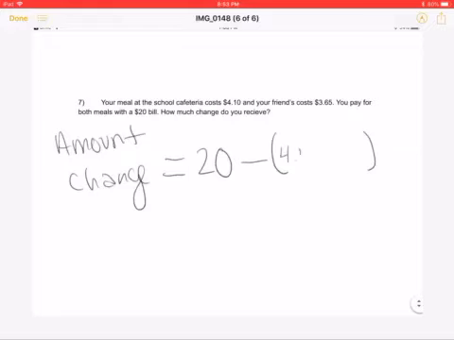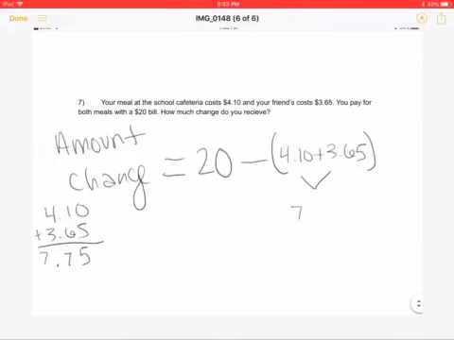So we have $4.10 plus $3.65. So first things first, I want to add up these two numbers. So over here, I'm going to stack them up. 4.10 plus 3.65. 0 plus 5 is 5. 6 plus 1 is 7. Bring down that decimal point. And 4 plus 3 is 7. So the total lunches together were $7.75.